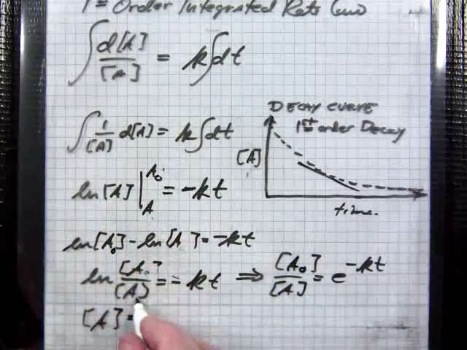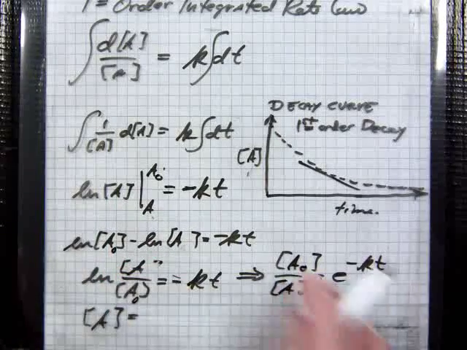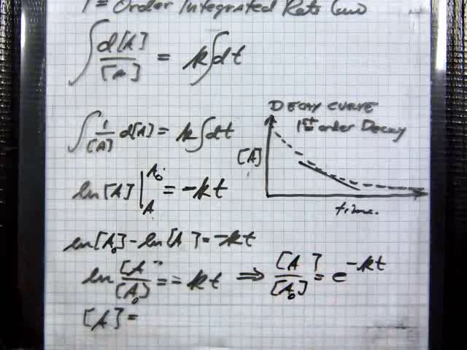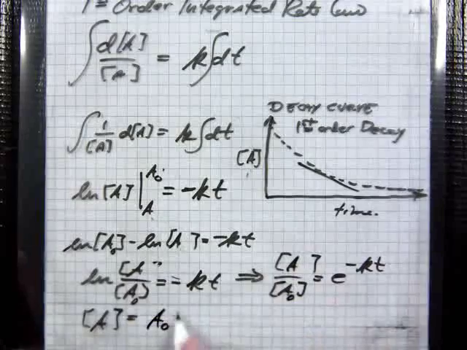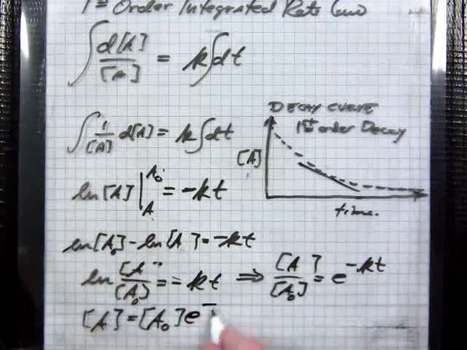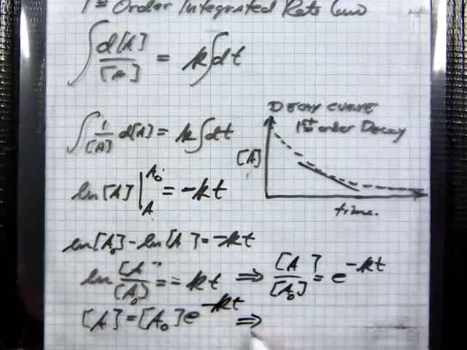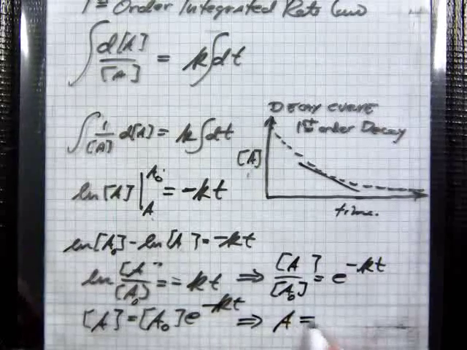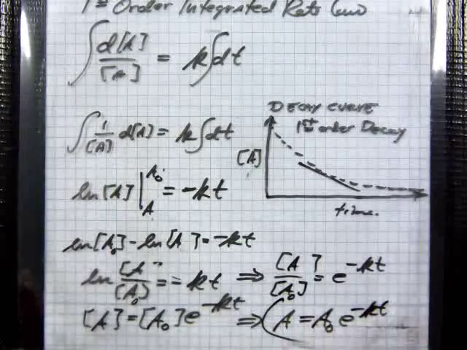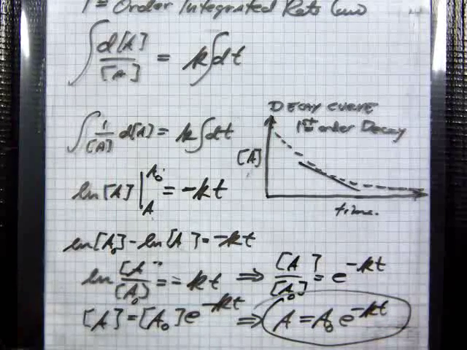I always forget that. Sorry. Equals, this should be like this. So that should be A equals A naught e to the minus kt, or simply, concentration equals A naught e to the minus kt. So that is the origin of the first order decay.